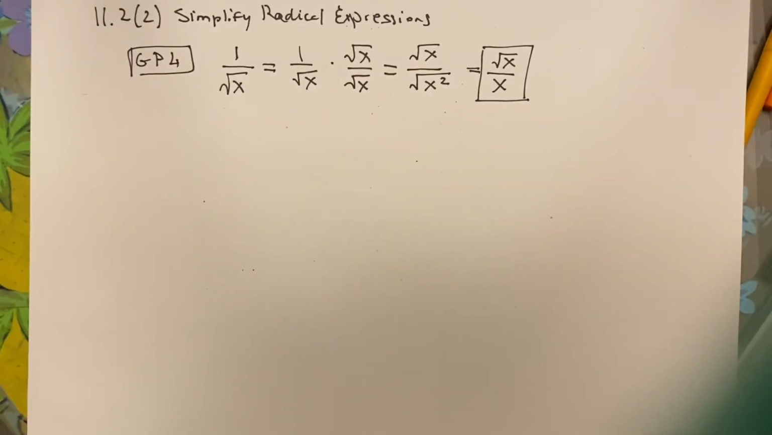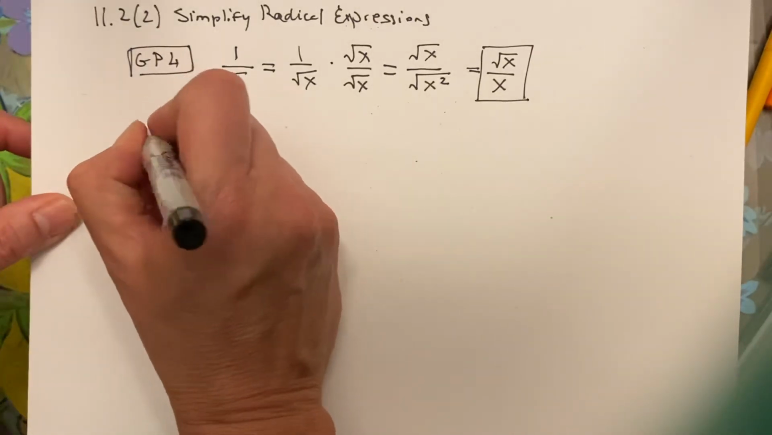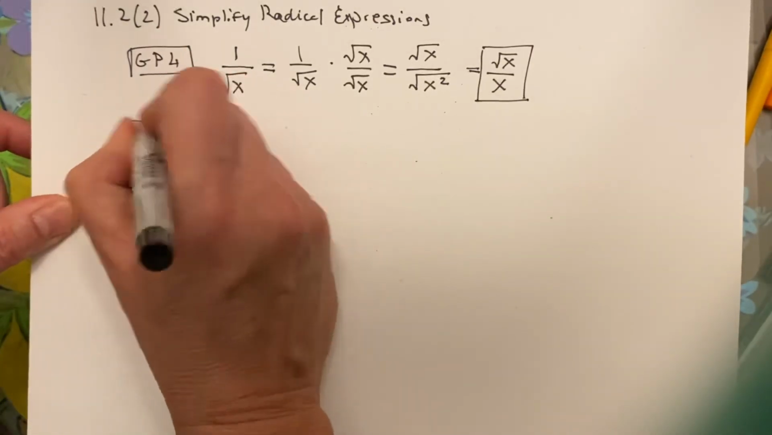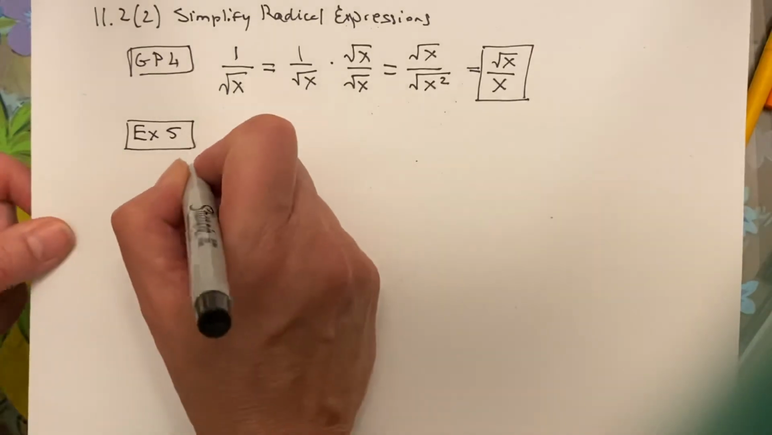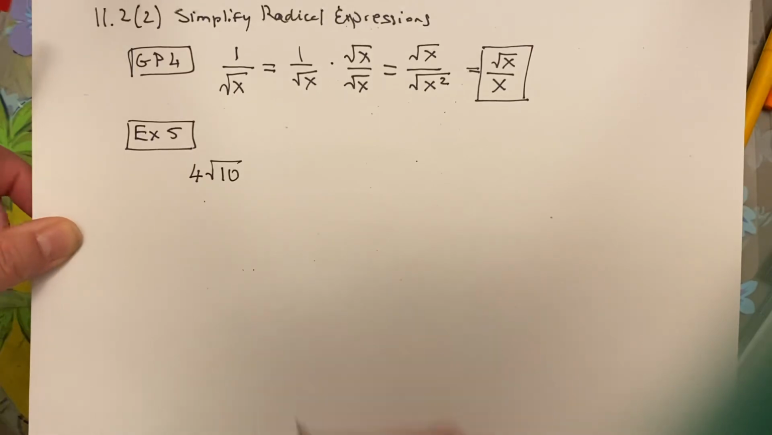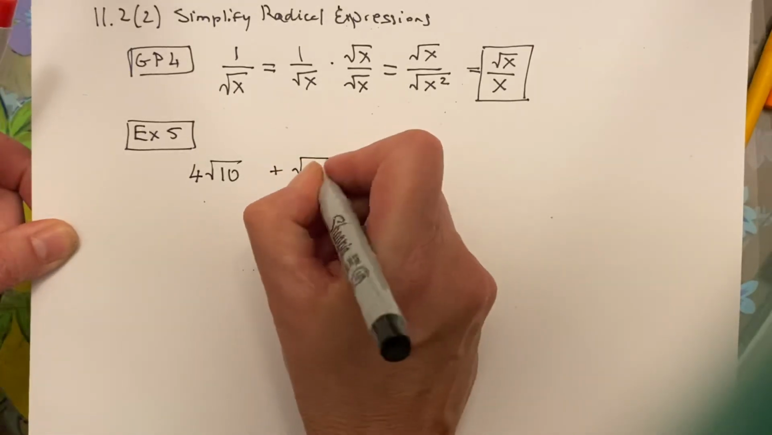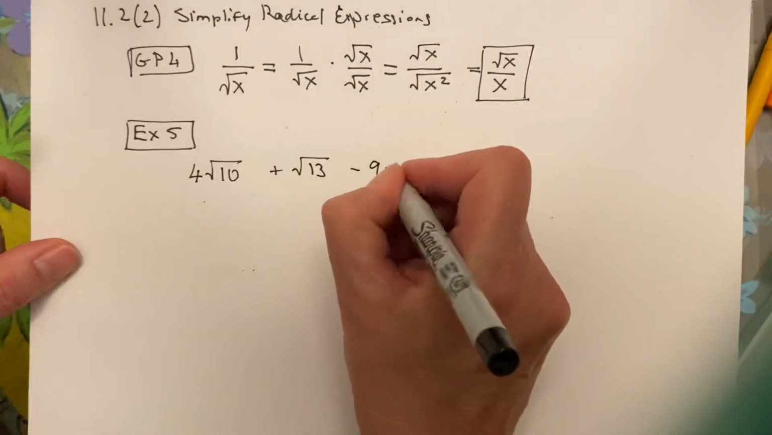But let's go a little further in the lesson, and we're going to go into example 5. So we've multiplied and divided radicals. What happens if you want to add and subtract them? So let's have 4 square root of 10 plus the square root of 13 minus 9 square root of 10.